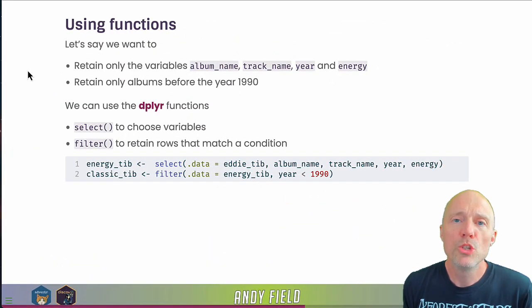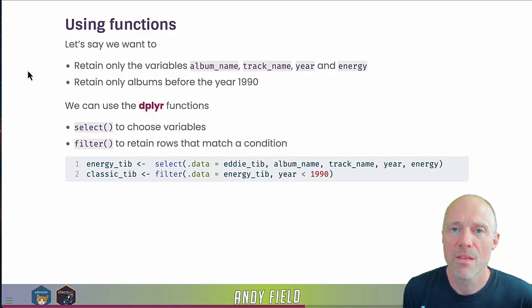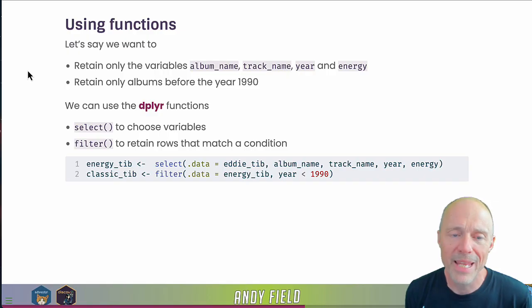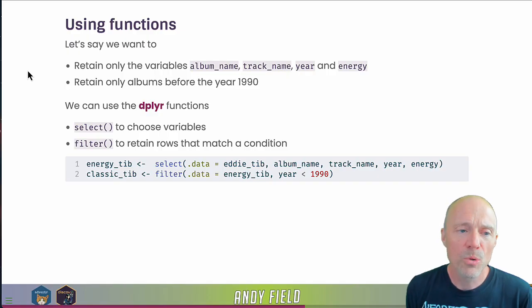Now imagine we wanted to do some stuff with this data object, this data frame. So let's say we wanted to retain only 4 of the variables. It's a big data set and we just wanted to focus in on 4 of the variables. And the variables we want are the album name, the track name, the year, and the energy. But also we only want to retain the Iron Maiden albums from the classic era, so before the year 1990.